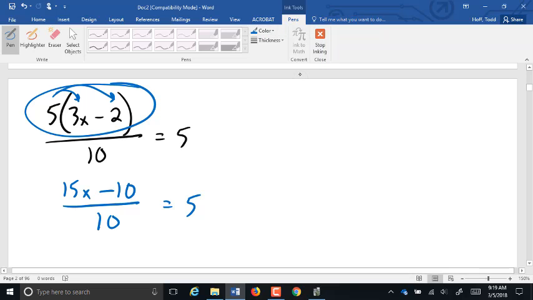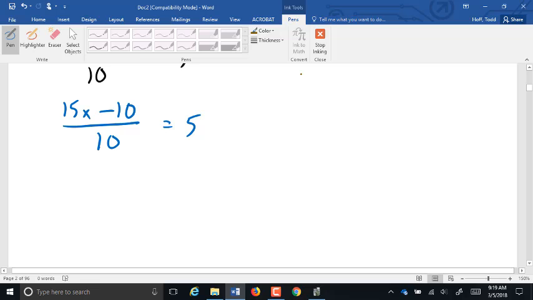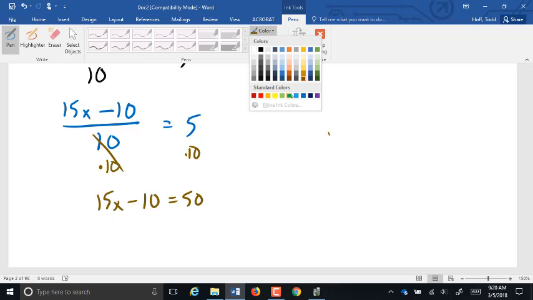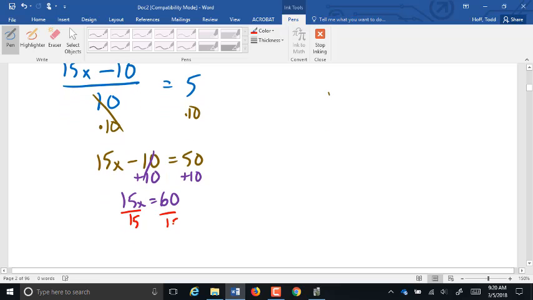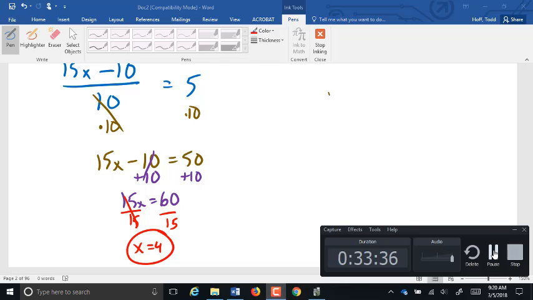And now it becomes that same process we were just doing. What do we do next? Times 10. So 15x minus 10 equals 50. And then careful. Add the 10 first. Very good. So 15x equals 60. And then we can divide by the 15. So x equals 4. Okay, that does take us up to 9:20. That's our break. Go ahead and take 10 minutes and we'll come back and we'll keep working.